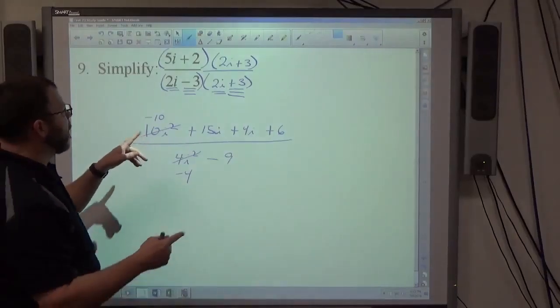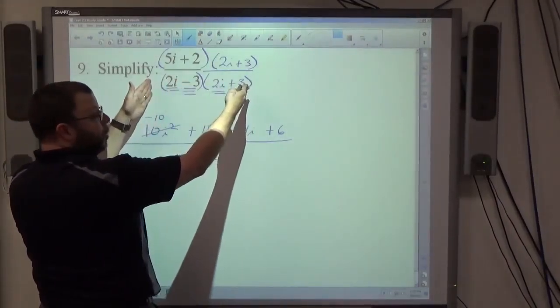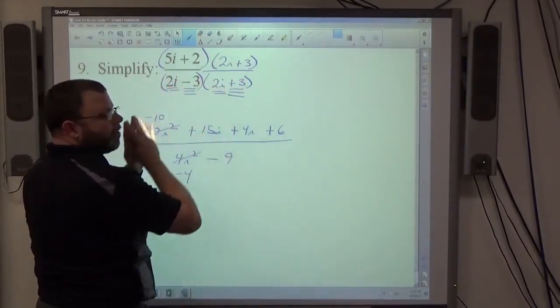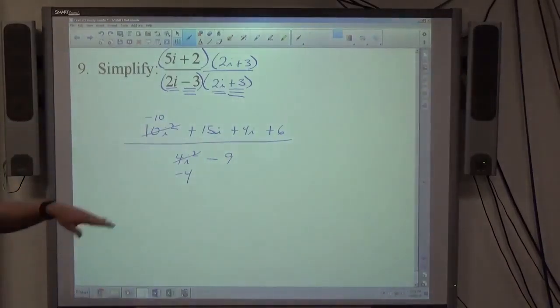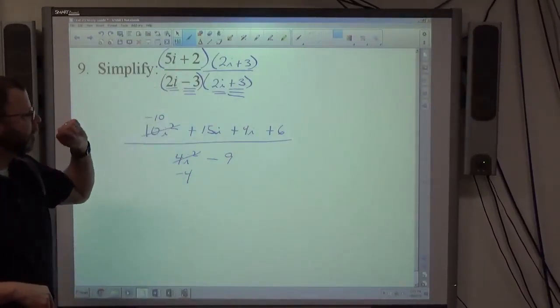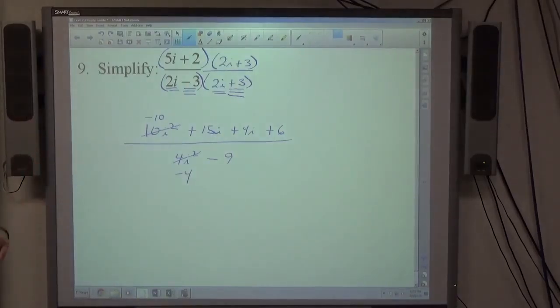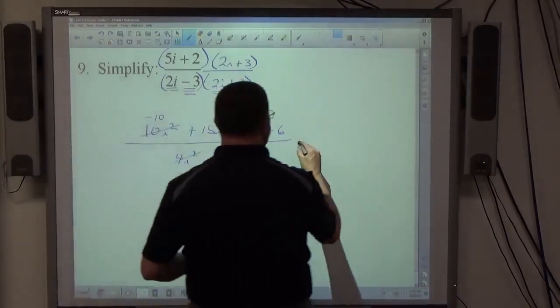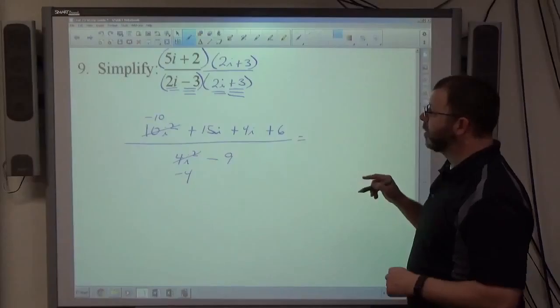The outside and inside products are unnecessary because that's what I purposely did. Positive 6i minus 6i cancels, getting rid of all the imaginaries. So the i squared becomes real, the imaginaries cancel out, 9 already is real. So everything on the bottom is now real. What's left to do then is to combine like terms on top.